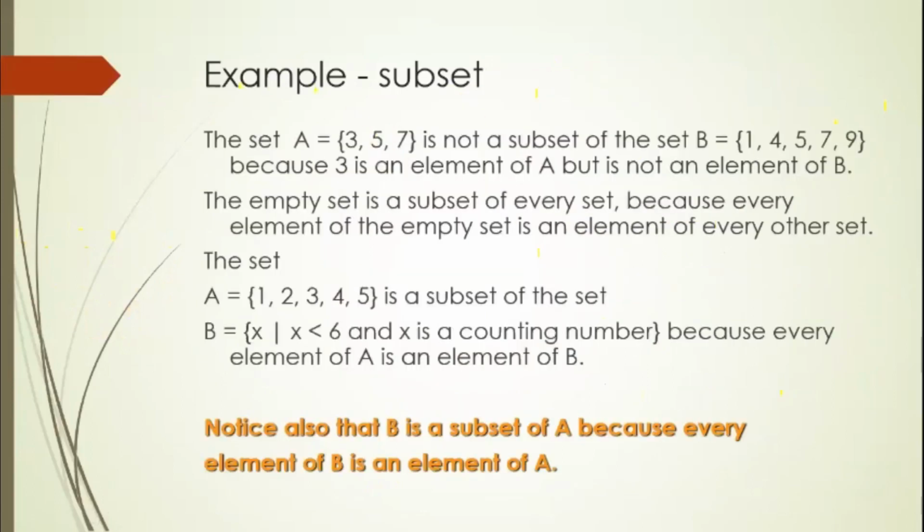In here, we have another example, of course. The set A is not a subset of set B. Why? Because although you have seen 5 from A in B, and then 7 from A, and you also have 7 in B, our number 3 here is not an element of B. So therefore, we can say that A is not a subset of B.